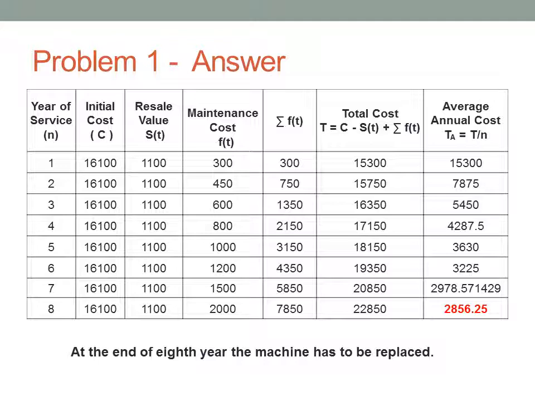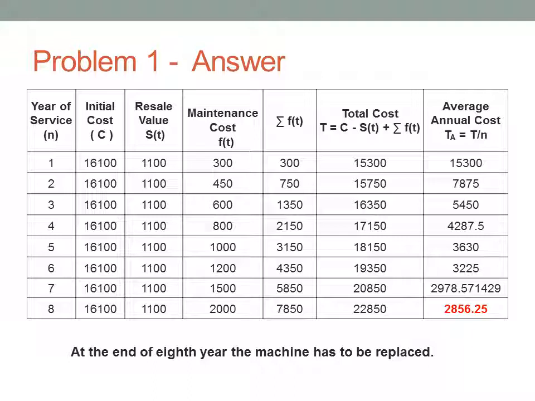TA is equal to T by N, where the total cost for the first year is 15,300, and N is the number of years, which is given in column 1. So 15,300 divided by 1, so 15,300. Similarly, we need to find it for the second year to the 8th year.